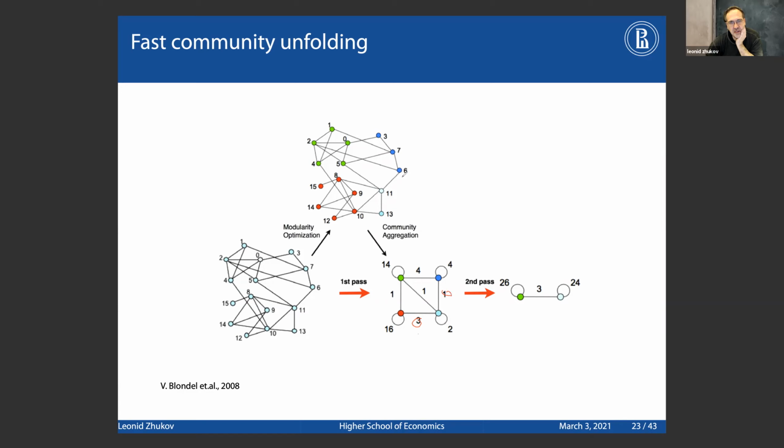So this and this, and there is 1 edge. So that's where this 1 comes from. In between red and blue, there are 1, 2, 3 edges, and that's where this 3 comes from. And in between green and blue, there are 4 edges, and that's where this 4 comes from. Okay, so that's clear.